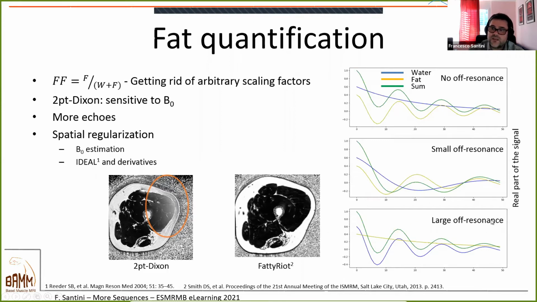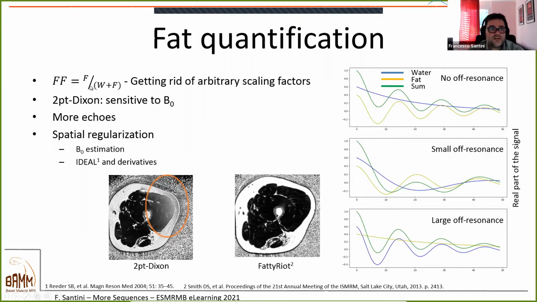This is because if we have no off resonance, then the water basically has no oscillation, whereas the fat does. But if you have a large off resonance, then you push all the oscillations into the water signal, which is the blue one, and you have no oscillations residual in the fat signal. So you cannot discriminate. What you actually do then is you acquire more echoes.